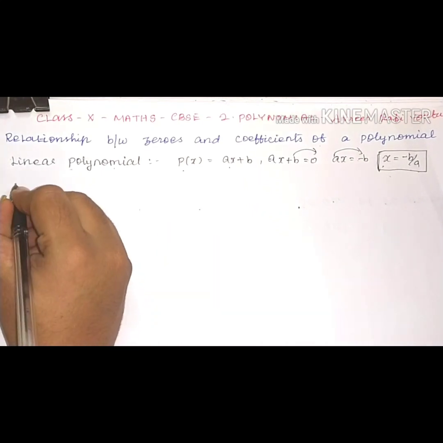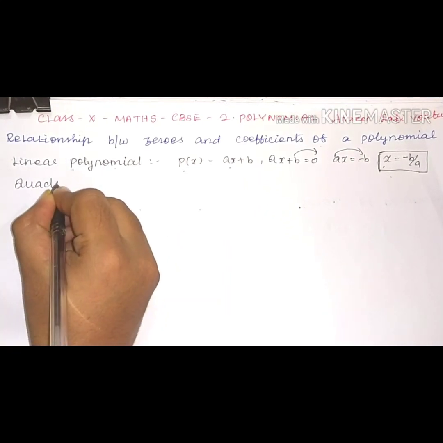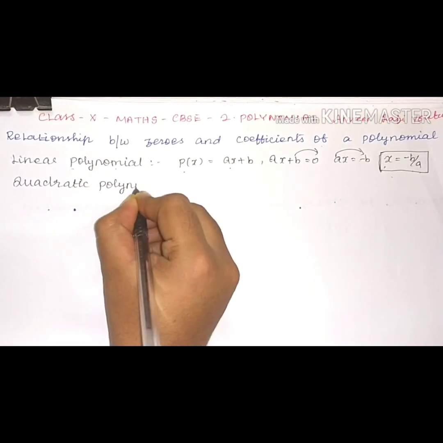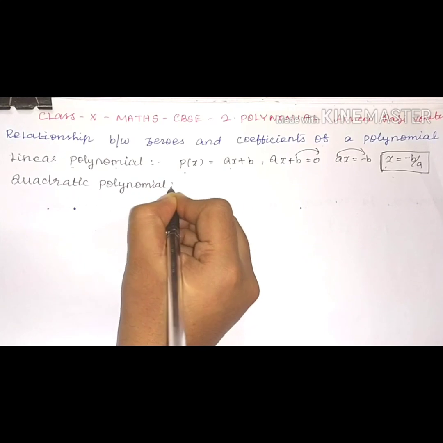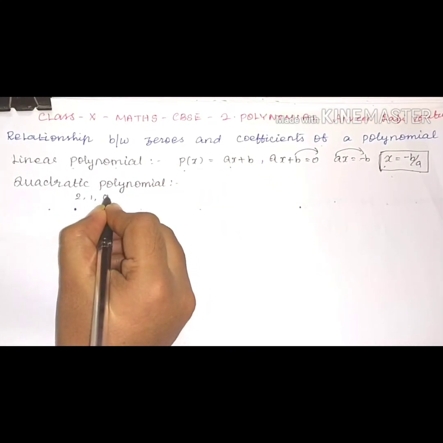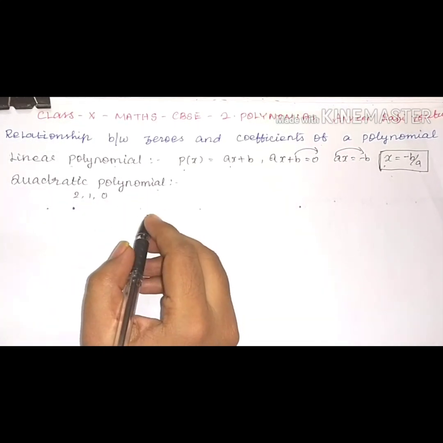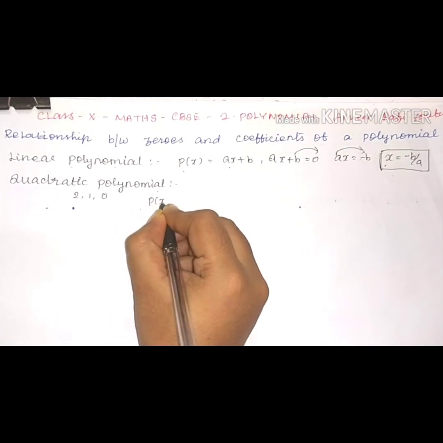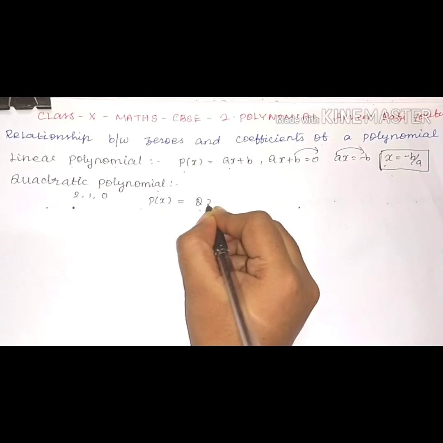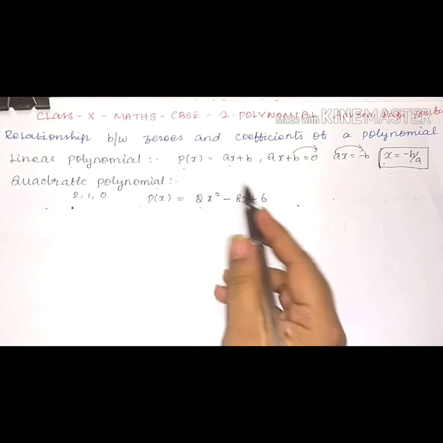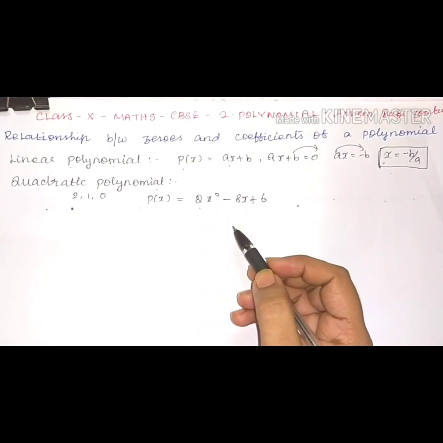Now we are learning about the quadratic polynomial. How many zeros does a quadratic polynomial have? You already know the number of zeros is at most 2. We may get 2 zeros, or 1 zero, or no zeros. I will explain through an example. I consider the polynomial p of x equal to 2x square minus 8x plus 6. We can split this, then find the value of x.